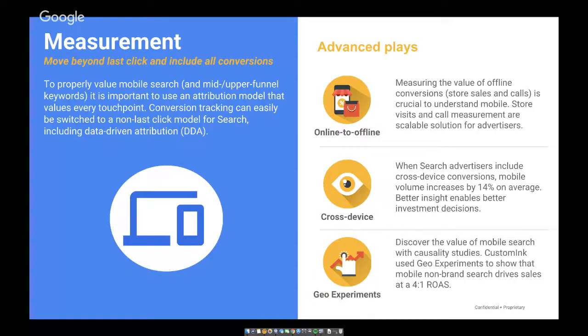An example is Custom Inc., an advertiser which used geo experiments to show that mobile non-brand searches drive sales at a 4.4 to 1 ROAS. So it's just an example of a company that adjusted their mobile bid adjustment and then tested what the impact was, and it was actually a very positive one. Yeah, and also by using a non-last click model. So they saw that the non-branded terms were actually generating more value than the branded search. Exactly. True. So it's a very good point, and it's a combination of the two that will drive the best results.